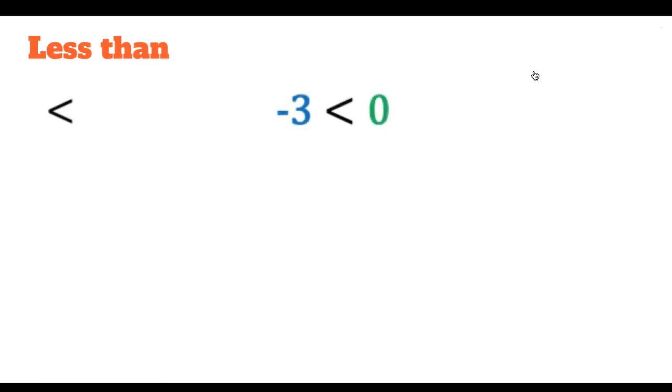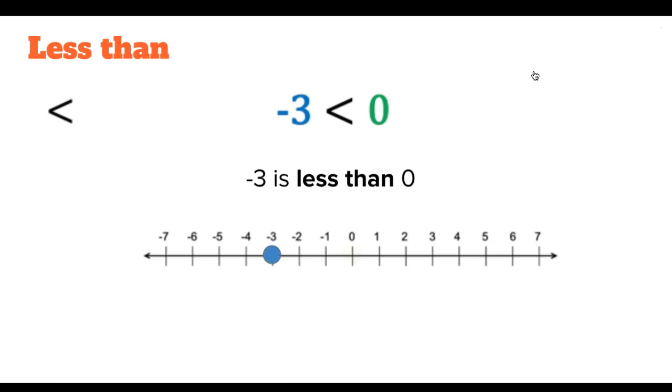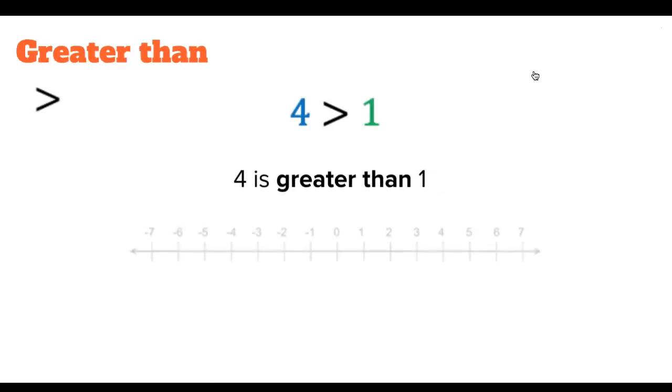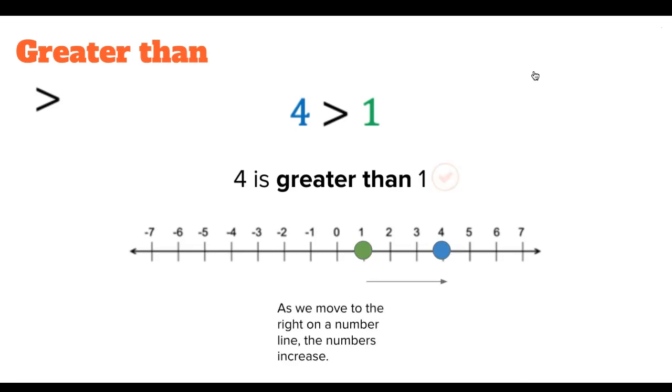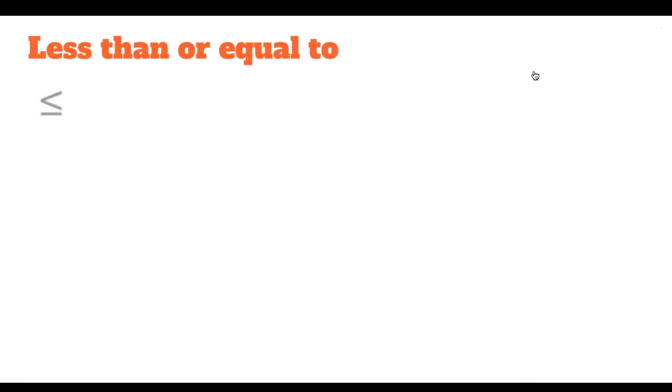Therefore, you're going to have either a less than, greater than, less than or equal to, or greater than or equal to sign. Okay? We already know what that is. That means -3 is less than 0, right? We don't really have to spend too much time on this. We have the greater than sign. 4 is greater than 1. These are basic things.